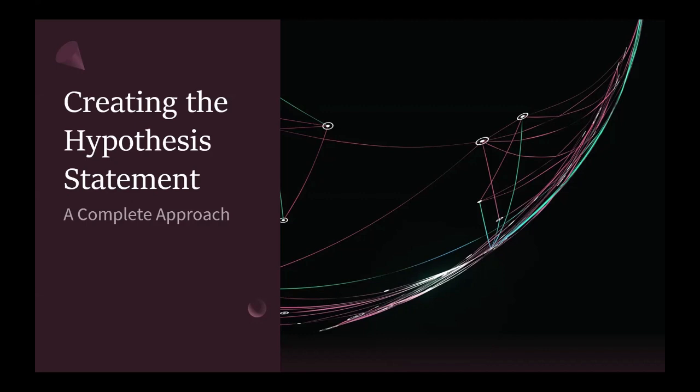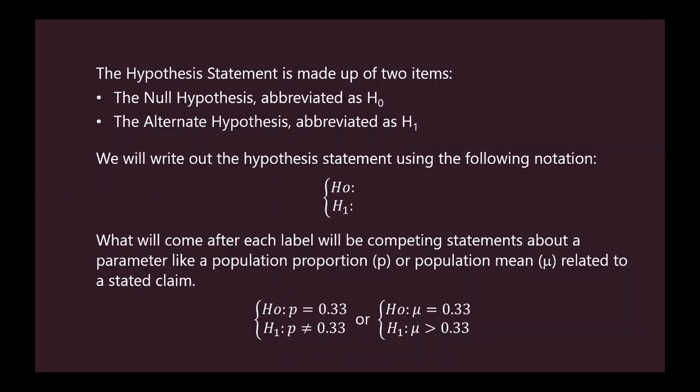So before we move into that, just a quick note or two about the hypothesis statement. That contains two pieces, the null hypothesis and the alternate hypothesis. The null hypothesis we abbreviate as H sub 0. The alternate hypothesis we abbreviate as H sub 1. And when we write out the hypothesis statement, we're going to write them out paired together. And keep in mind the H sub 0, the H sub 1 are labels.